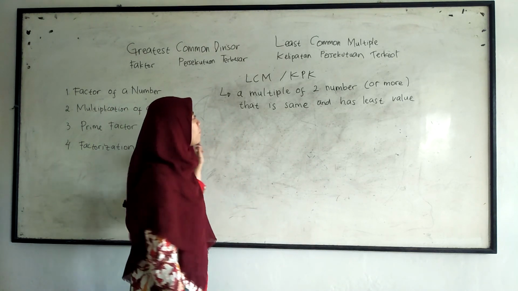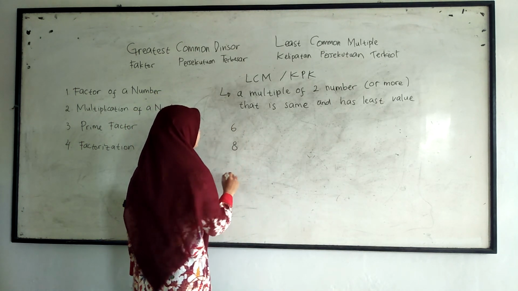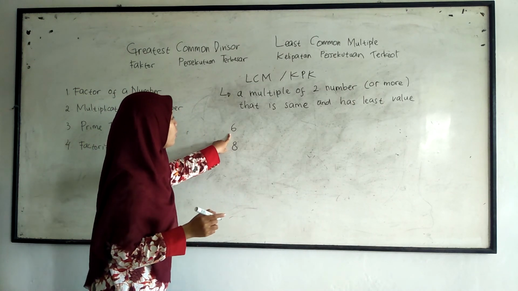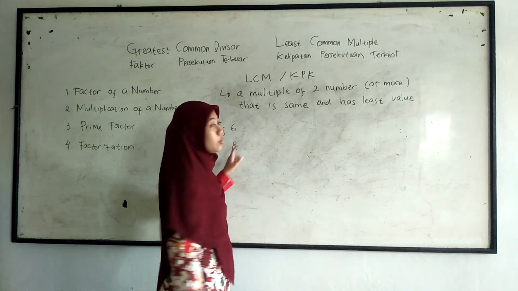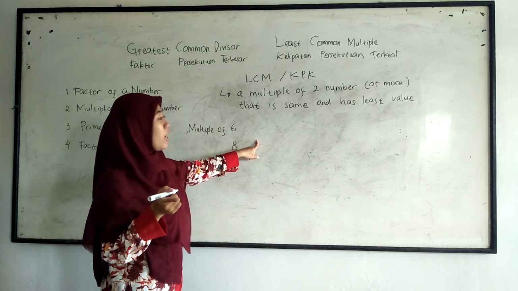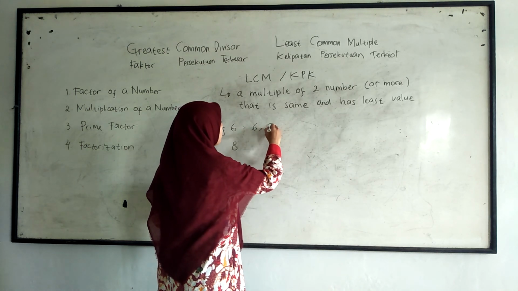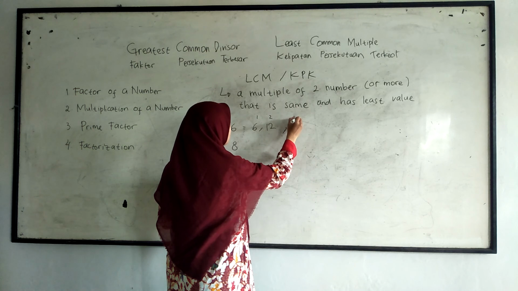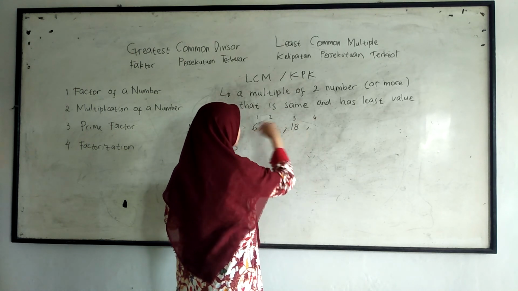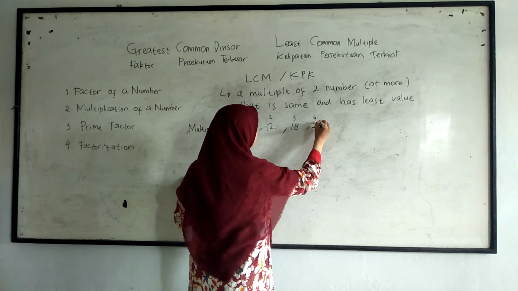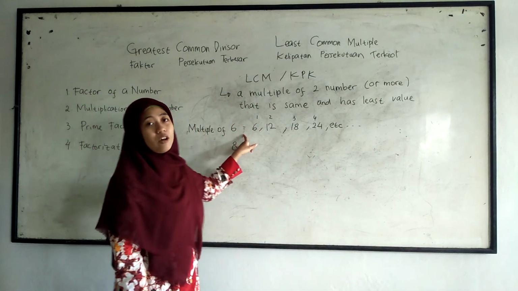Okay, let's go to the example. Find out the least common multiple of 6 and 8. First, find out the multiple of number 6. Multiple of 6, I've showed you how to find it. First, 1 times 6 is 6. And then 2 times 6 is 12. And then 3 times 6 is 18. And then 4 times 6 is 24, etc. This is the multiple of number 6.